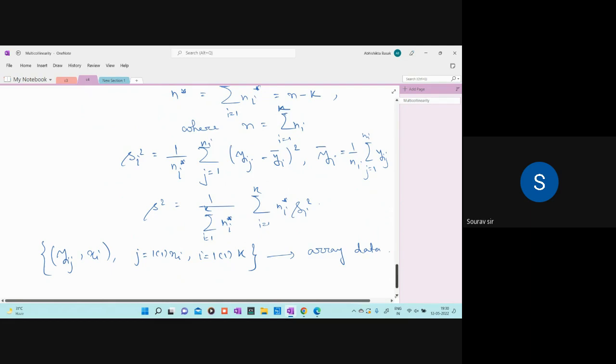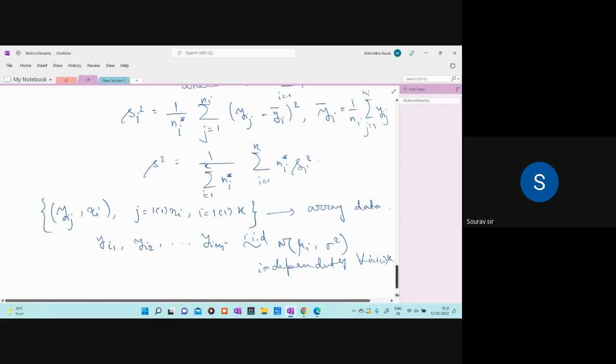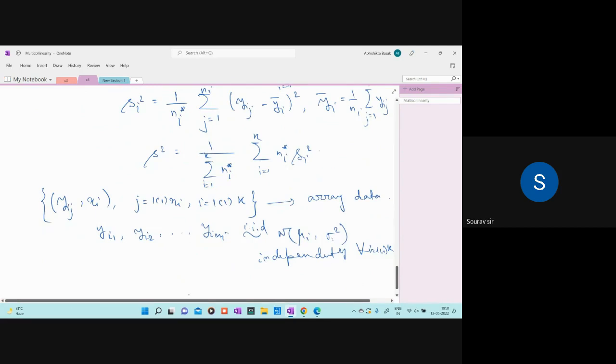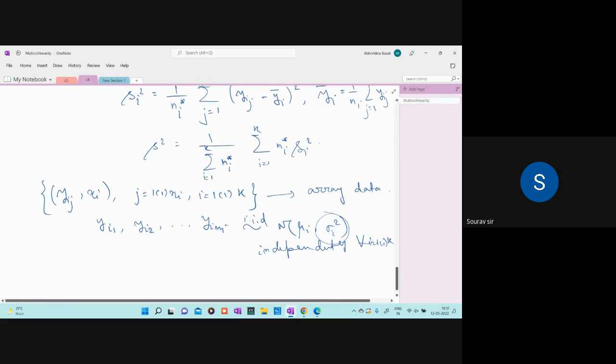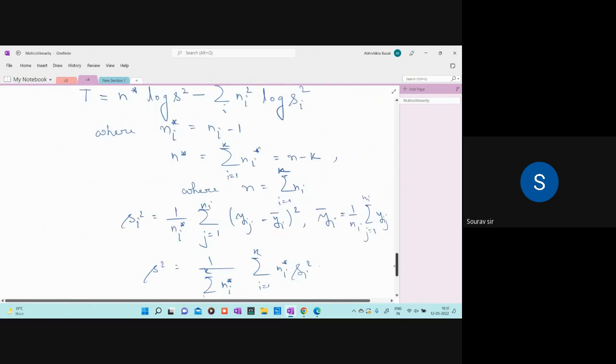I am assuming that yi1, yi2, ..., yini follow a normal distribution with mean mu i and sigma square independently for all i running from 1 to k. So basically we are testing whether the sigma i's are equal or not. Hence we are testing for the heteroskedasticity of the data. This is nothing but the degrees of freedom of the test.